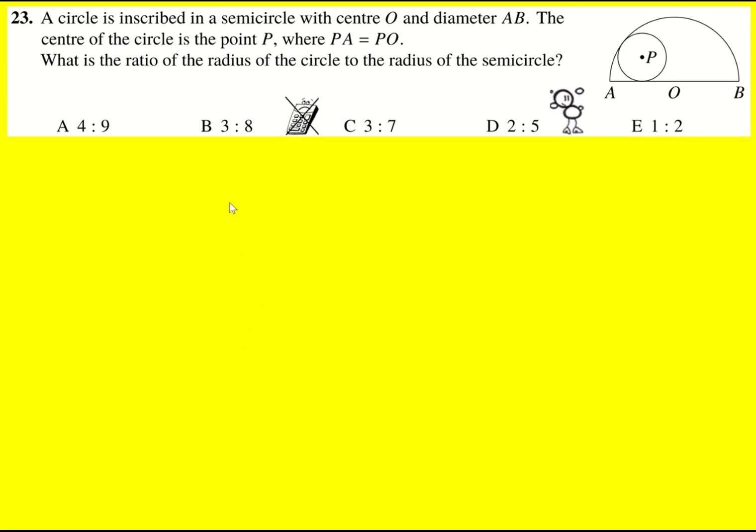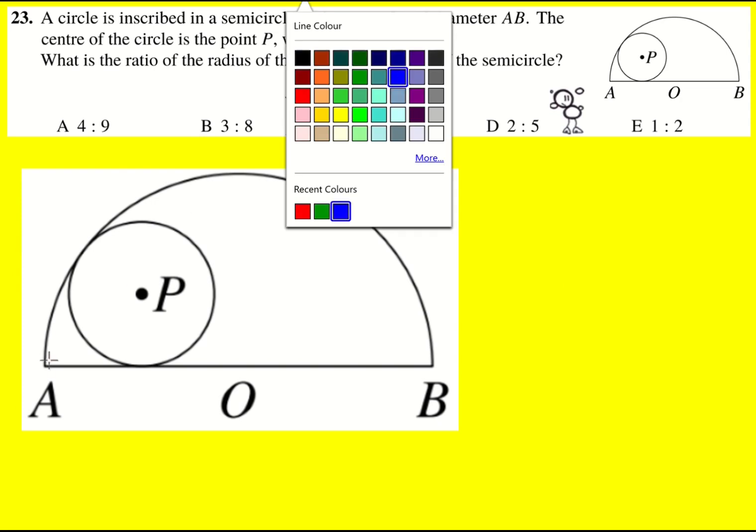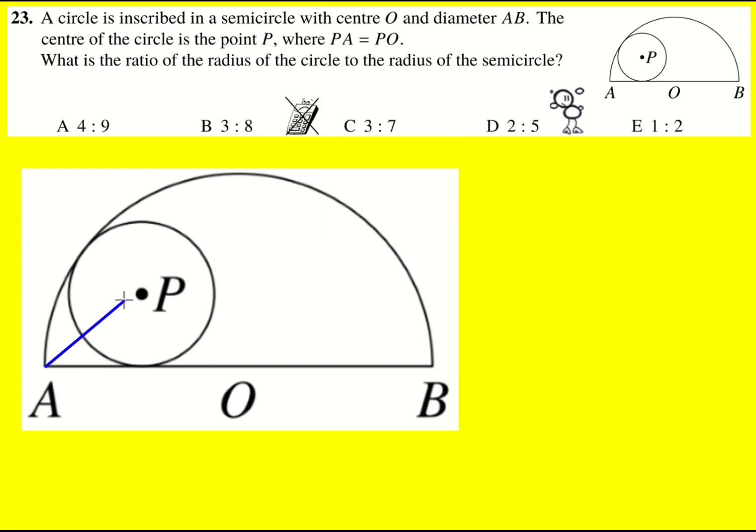We're interested here in finding the ratio between the two radii of the circle and then the semicircle. Somehow we've got to connect these into the problem. And we're also told that AP is equal to PO, or PA equals PO. Right, so these are the same length.